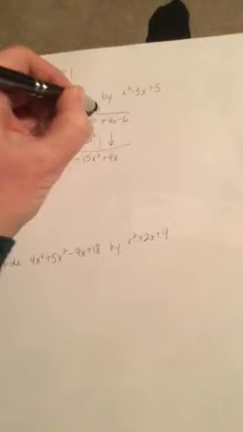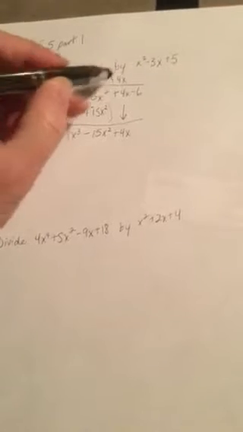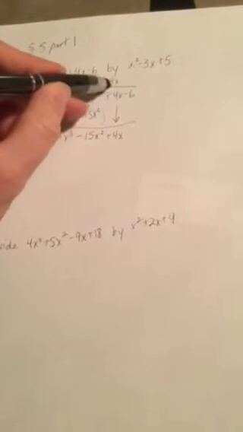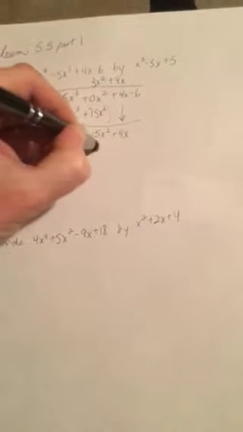If I do 4x, x squared times 4x is 4x cubed. Notice the 4x went right above the x cubed term. It happens that they're both 4x. That doesn't matter, but the degrees have to be the same. That's what I'm looking at. 4x times x squared then is 4x cubed. 4x times negative 3x is negative 12x squared. And 4x times 5 is 20x.